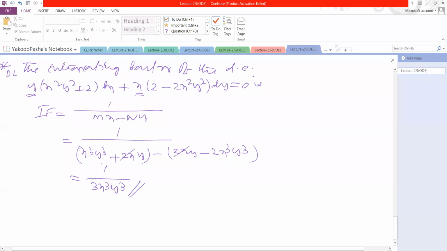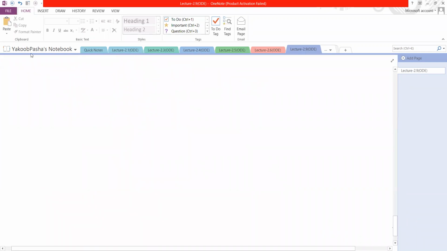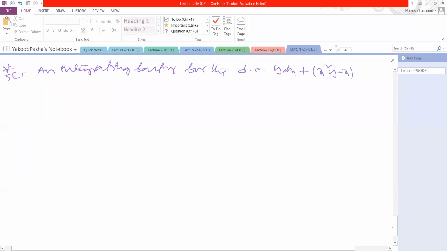Okay. Now I am taking another problem from set. An integrating factor set question. An integrating factor for the differential equation y dx plus x square y minus x dy is equal to 0 is.